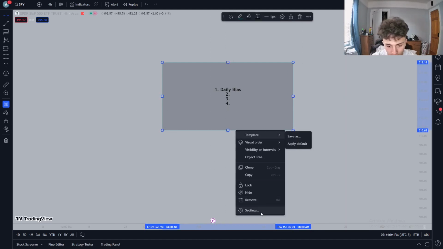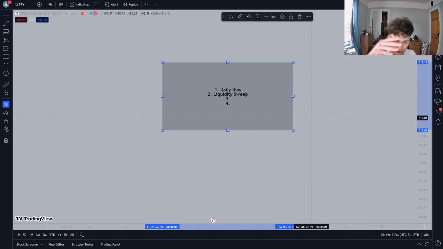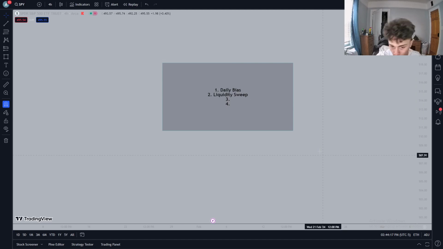Next thing I target, or at least mark, is a liquidity sweep. Liquidity sweep is just a high or a low getting taken out. Usually that's where the market tends to reverse because it takes the orders or the liquidity from the buyers and the sellers, and the market works off that most of the time.